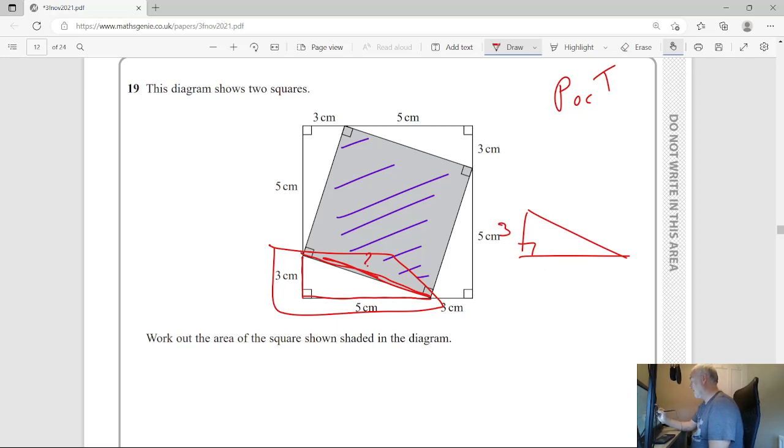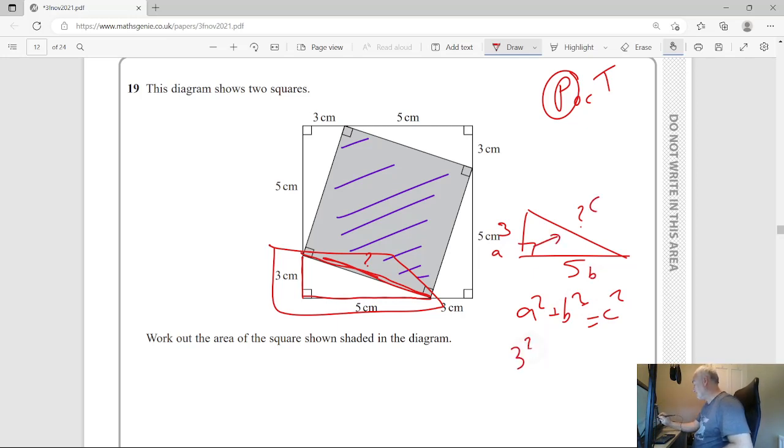What do I know? I know that side's 3. I know that side's 5. I know 2 sides. I want to find the missing side. So I'm doing Pythagoras. A squared plus B squared equals C squared. That's my A. That's my B. Remember, my C is always the longest side. So 3 squared plus 5 squared equals C squared. 9 plus 25 equals C squared. So that's going to equal 34.